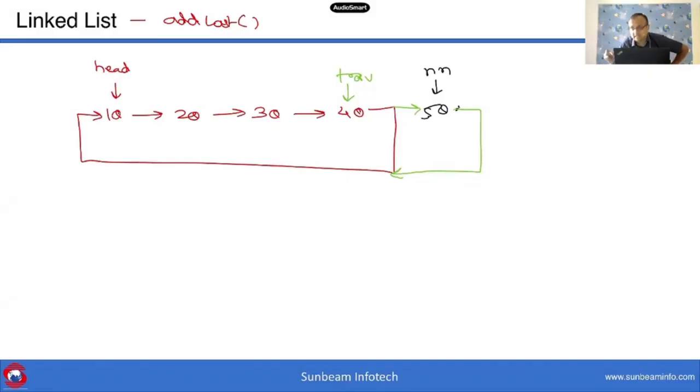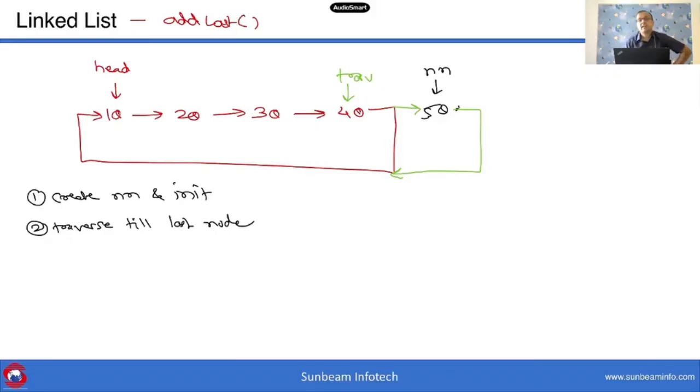So the logic goes something like this. First, create a new node and initialize it. That is good. The second step would be to traverse till the last node, correct? Using a trav pointer, you can reach the last node. Once you reach the last node, what next thing do you need to do? I always prefer a rule: make before break. Make before break means we first set the links of the new node, and the existing link we will break later. I guess that is always a good idea.